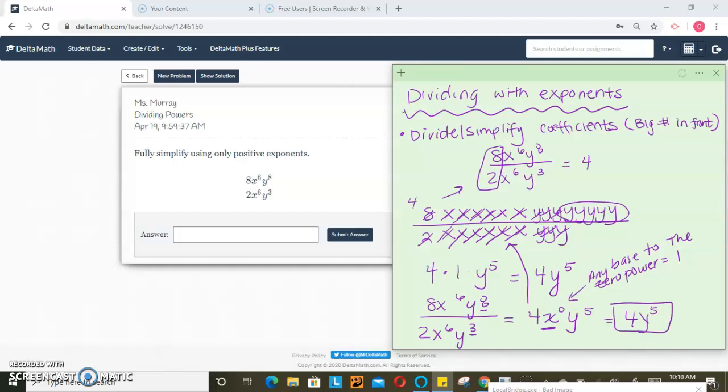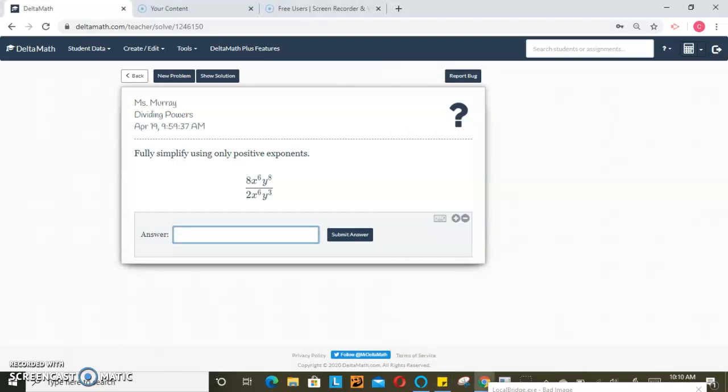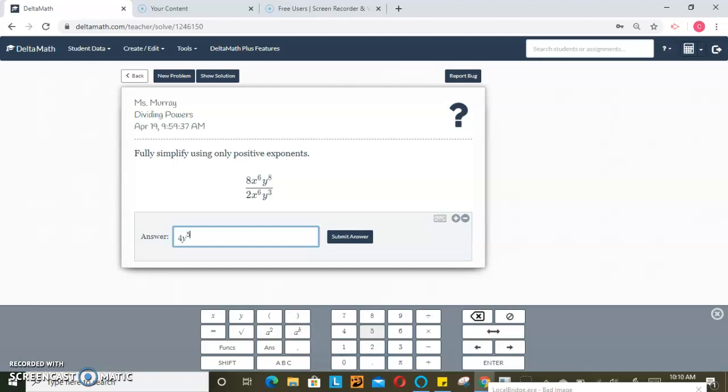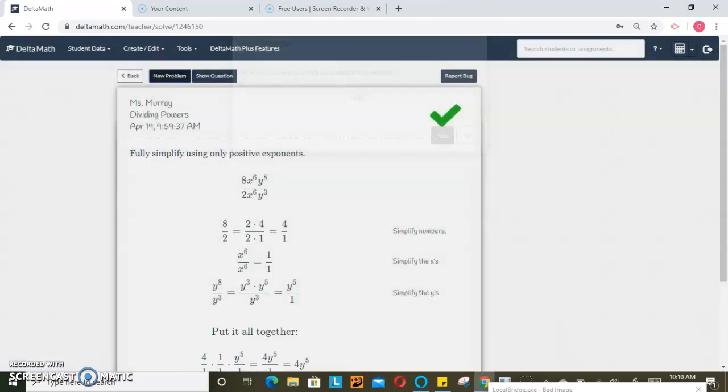So there's 2 ways of looking at it. You can write it out and cancel, or you can subtract your exponents and simplify from there. Okay, so let's put 4y to the 5th in here. And if you're still a little shaky, I'll do a couple more problems too to help you. So 4y to the 5th, submit, yep. All right.